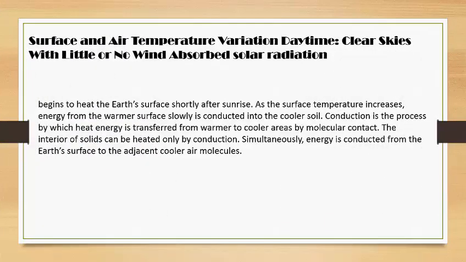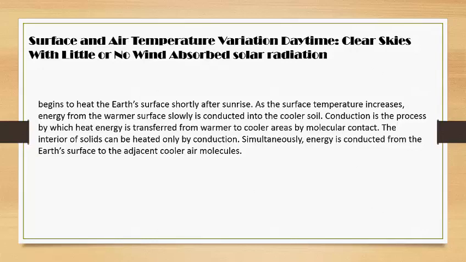Surface and air temperature variation, daytime. Clear skies with little to no wind allow absorbed solar radiation to begin heating the Earth's surface shortly after sunrise. As the surface temperature increases, energy from the warmer surface is slowly conducted into the cooler soil. Conduction is the process by which heat energy is transferred from warmer to cooler areas by molecular contact. The interior of solids can be heated only by conduction.